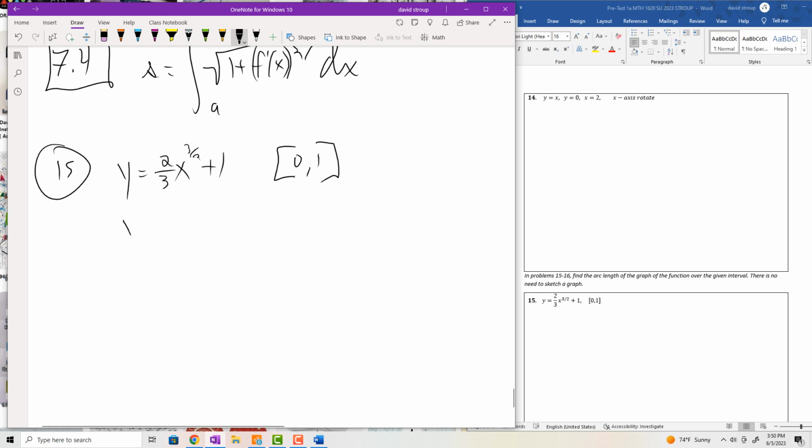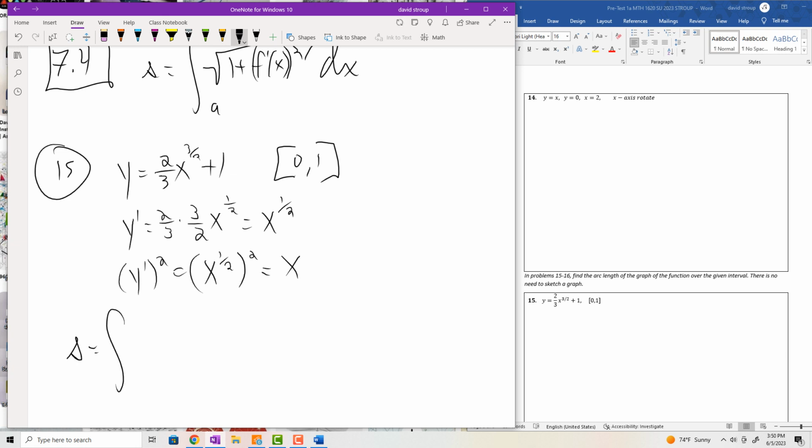And I get its derivative, y prime. It's 2/3 power rule, bring down the 3/2. X to the 3/2 minus 1 is x to the 1/2. Derivative of 1 is 0. Squaring this thing before I put it into the integral, of course, simplifying a little bit. You got x to the 1/2 squared, which, believe it or not, is just x. So our integral, s, will be the integral from 0 to 1, square root 1 plus x to the 1/2 squared, which we just found to be x.